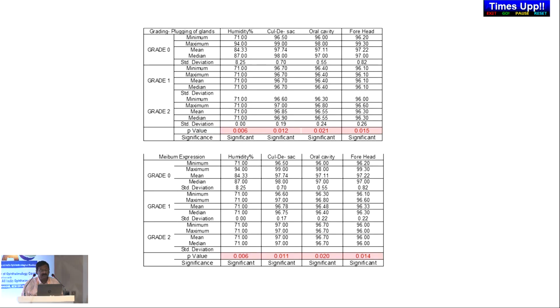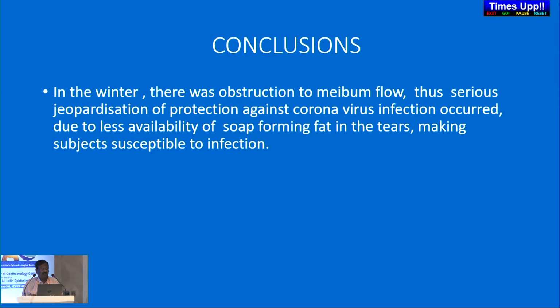Our conclusion is there was obstruction to the meibomian flow, thus serious jeopardization of the protection against coronavirus infection occurred due to the delayed availability of soap forming fat in the tears, making subjects susceptible to infection. Thank you, sir.